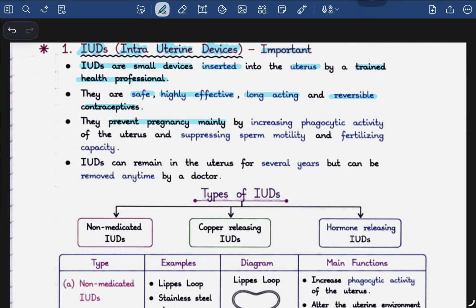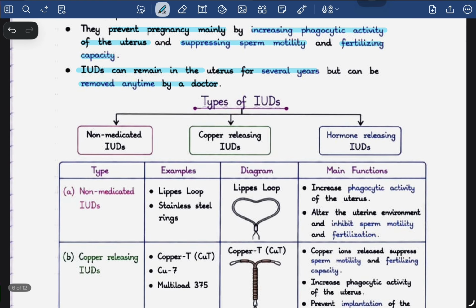They prevent the pregnancy mainly by increasing the phagocytic activity of the uterus. So the uterus has already an activity by which they can engulf and remove, they can phagocyte and remove some sperms from it. What these intrauterine devices do, it increases this phagocytic activity and it removes the sperm, it suppresses the sperm motility, and it suppresses the fertilizing capacity. IUDs can remain in the uterus for several years, but it can be removed anytime by a trained professional or a doctor. Okay. So in the previous two conditions, natural method and barrier method, no need of medical health professionals were there, but in this case there is a need of medical health professional.